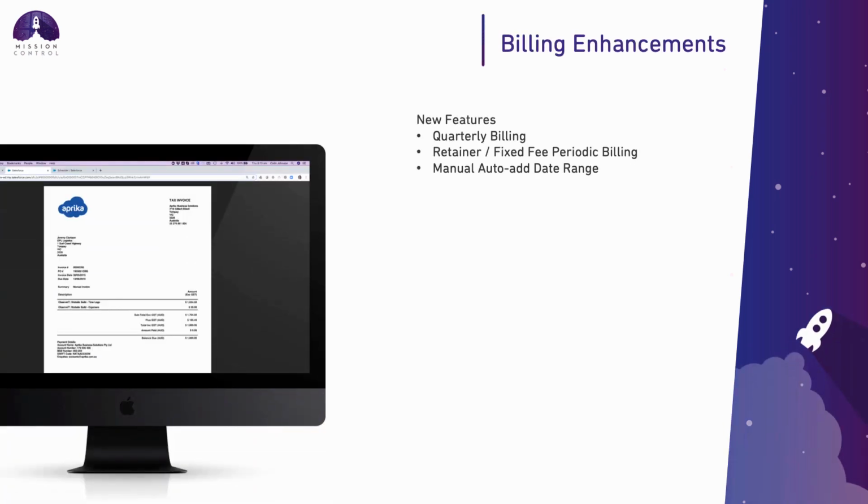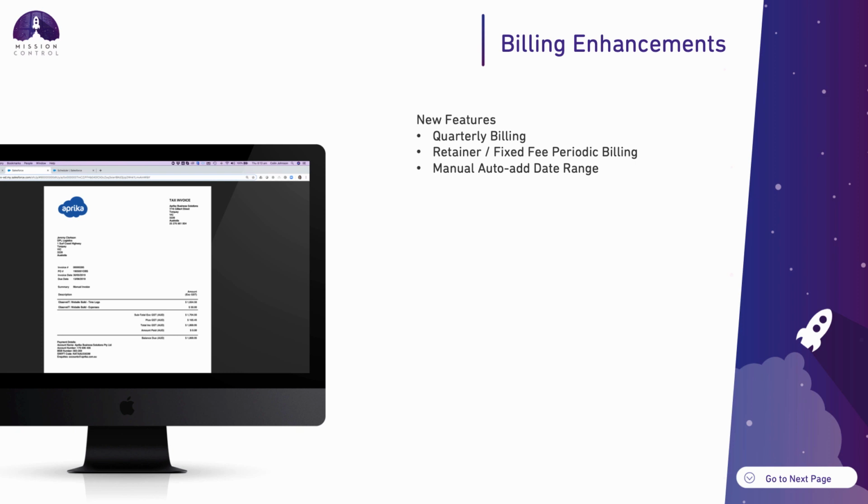Few minor enhancements to the billing management functionality. So if you're doing a periodic billing, you can now do that on a quarterly basis. You've also got the ability to issue a periodic retainer. So if you're charging a fixed fee over the course of a year, you might be wanting to raise those fixed fee retainer-based invoices on a monthly basis. So you can now do that.